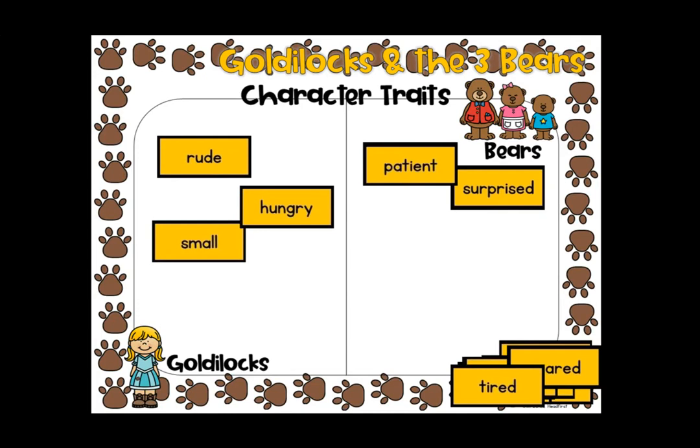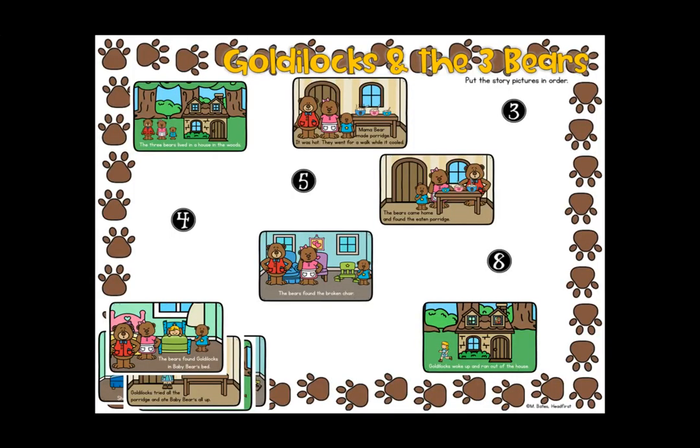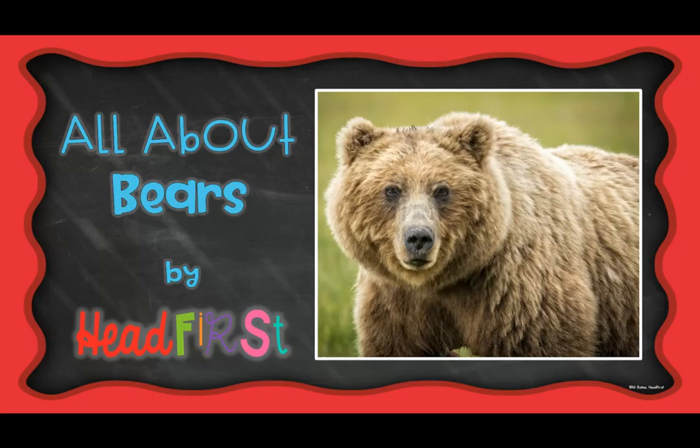This one, they're going to use their finger or their mouse to drag the words to put the character traits under either the bears or Goldilocks, depending on who it describes. This one, they're going to drag the story pictures in order of the story. And then this portion is the nonfiction companion that goes with it.